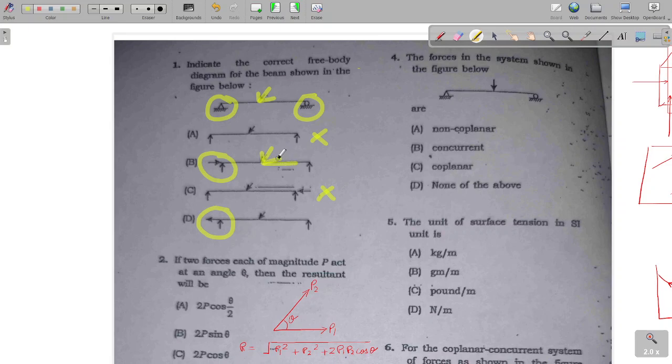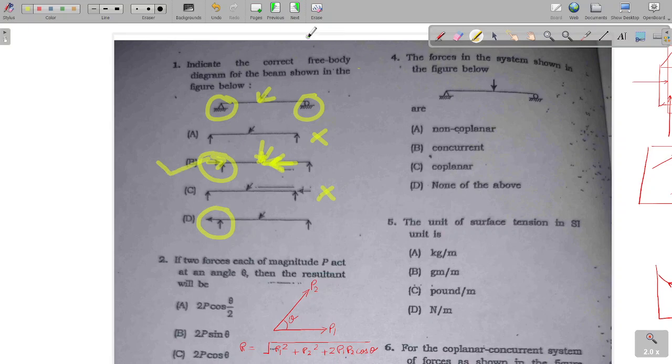It can have two components, one horizontal and one vertical. The vertical will be balanced by vertical reactions and horizontal will be balanced by horizontal reaction, and reaction is rightward because load is acting leftward. So this is the correct option B.